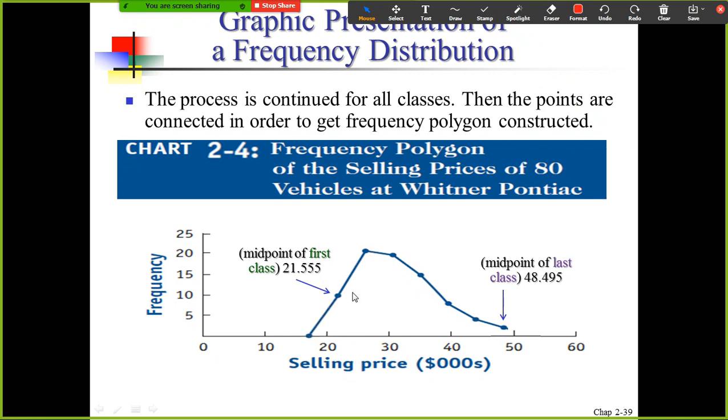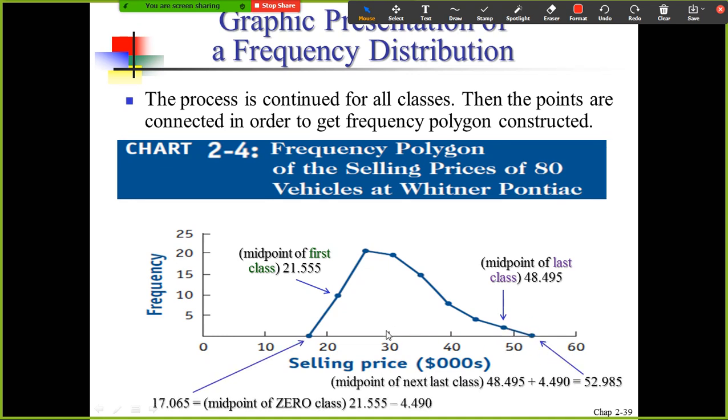That's why I need to connect to the zero class midpoint from the first class midpoint, and at the last end I find the other class midpoint. Okay, that's why this looks good. So this is the frequency polygon graph of the selling price of 80 cars sold at this company.